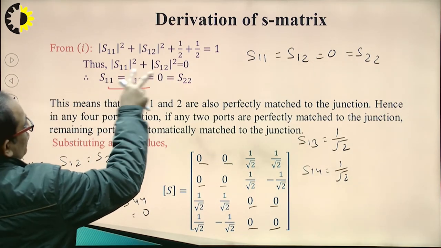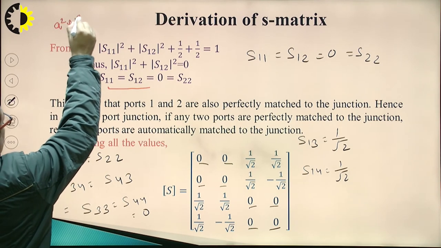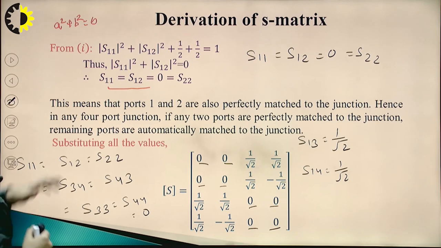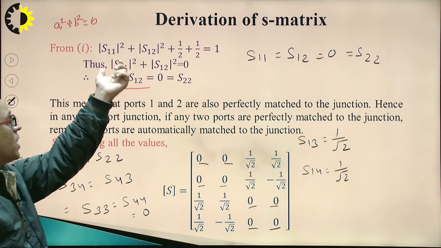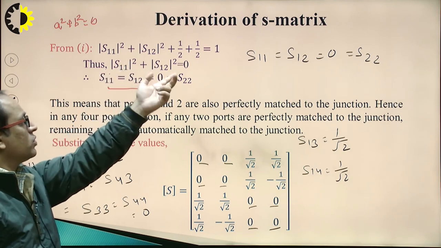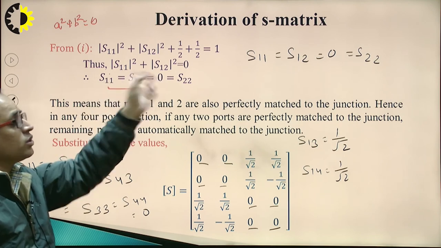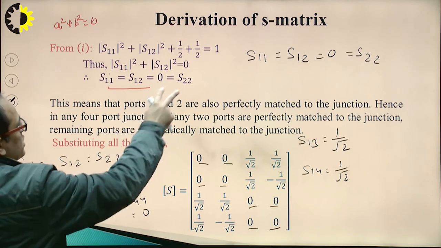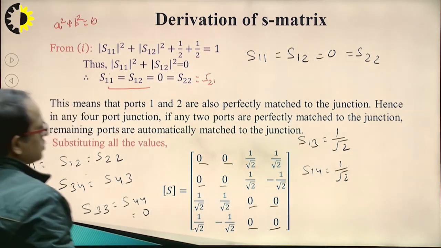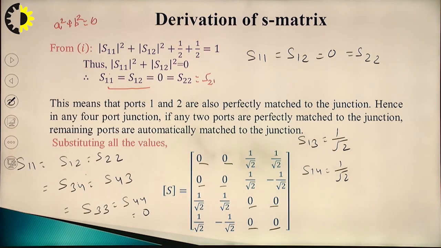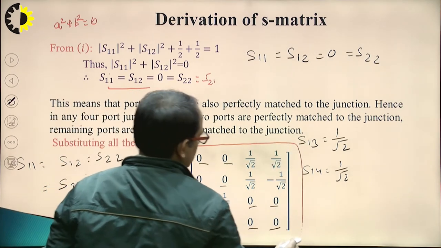Because the square of a plus the square of b can only be 0 when both are 0. This is the only condition. That's why I can say that S11 squared plus S12 squared equals 0 only in that condition when S11 equal to S12 equal to 0. Clear? So similarly S22 will also be 0 and similarly I can say that S21 will also be 0. Clear? Now put this value here, you will get this matrix, that is this one.